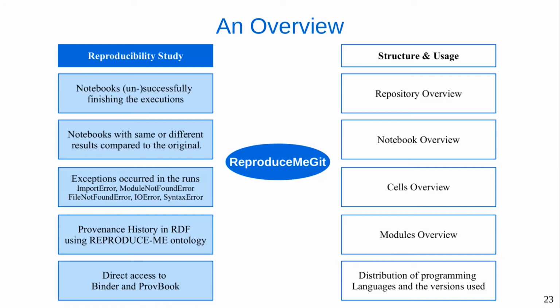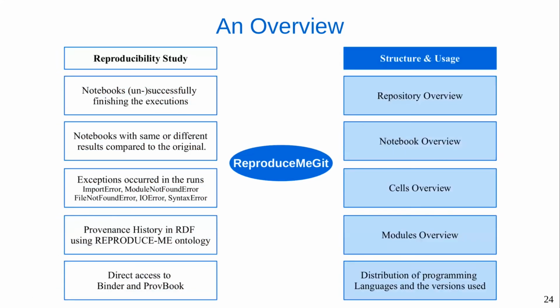And these exceptions include the import error, module not found error, file not found error, input error, syntax error, etc. And it also provides direct access to Binder and Provebook. So we have already learned what Binder is. Binder is an open source web service provided by Project Jupyter to create a shareable, reproducible environment. And Reproduce Me Git also provides an export feature supported by Provebook to capture the provenance in RDF described by the Reproduce Me ontology. So for the analysis of the structure and usage of notebooks, it provides an overview of the repository, the notebooks in the repository, the cells in each notebook, the modules used in each notebook, the execution environment of the notebooks, etc.